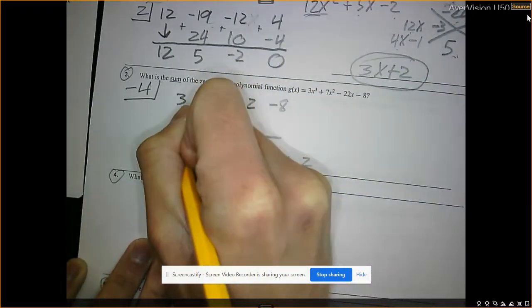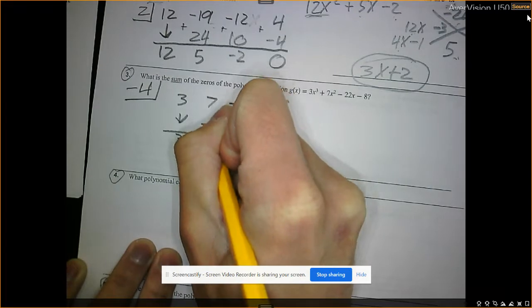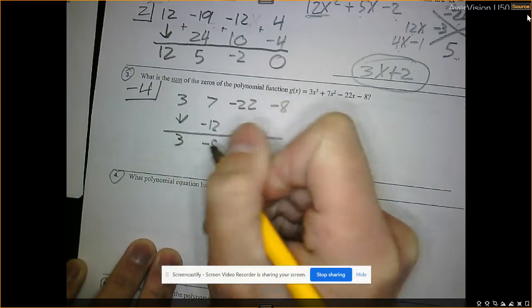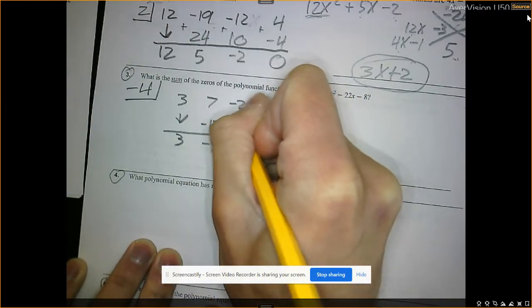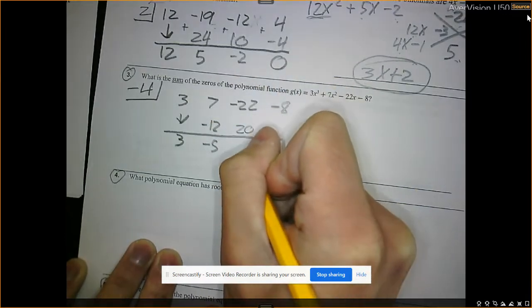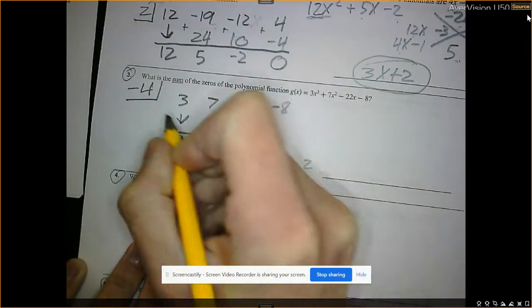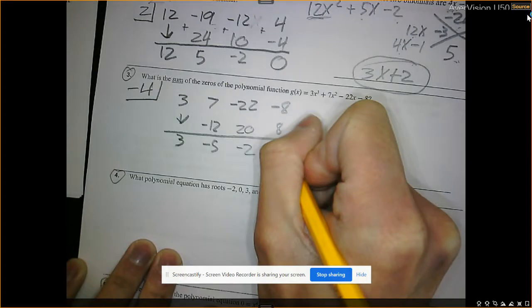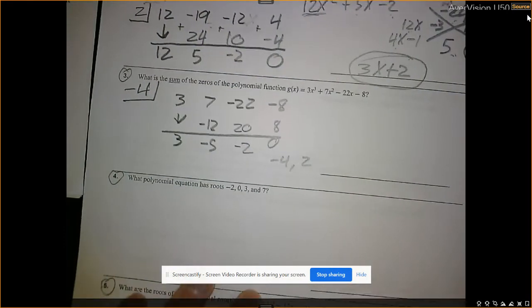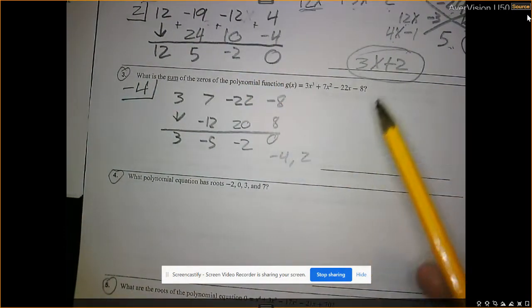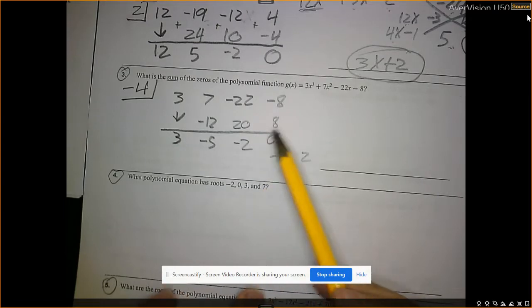Okay, drop down the 3. 3 times negative 4 is negative 12. Add those, that's negative 5. Negative 5 times negative 4, that's 20. Negative 22 plus 20, that's negative 2. Negative 2 times the negative 4 is a positive 8. That gives me a remainder of 0. Again, I know that was fast, but I just did it here. Rewind it if that was way too fast. It probably was, so go back and look.